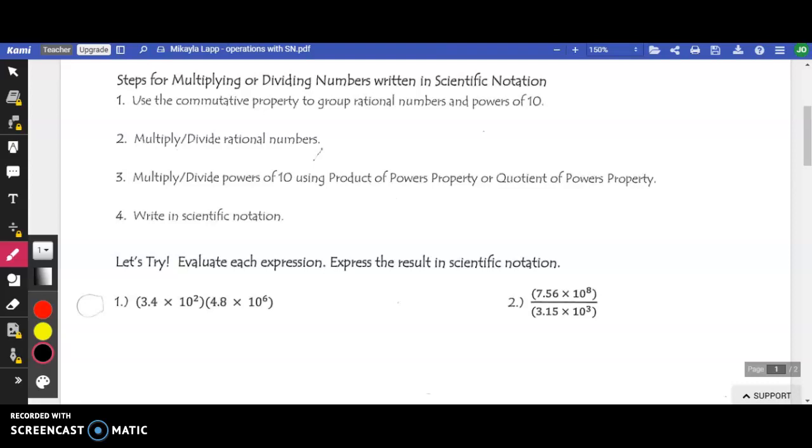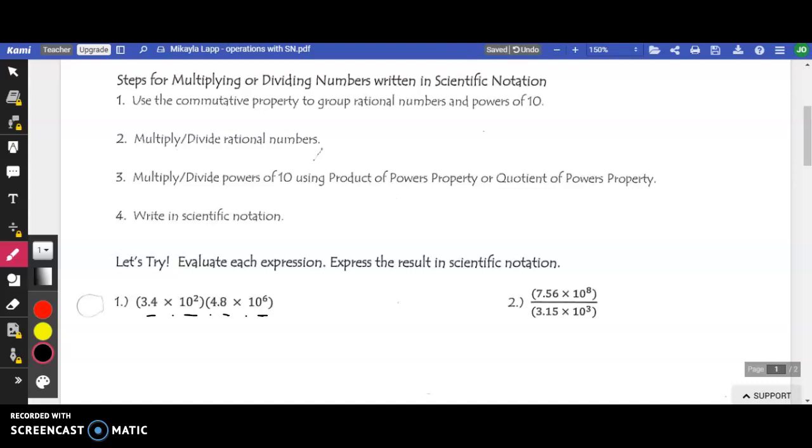I know at home, we're not going to go out and buy a calculator at Staples if they're even open at this point. So, if we are multiplying or dividing numbers in scientific notation, the first thing you're going to do is we're using the commutative property to be able to multiply in any order, right? So for number one, just to explain that, you have 3.4 times 10 squared times 4.8 times 10 to the sixth. Now, multiplication can be done in any order if all we have is multiplication. So that's what we're going to do here, okay?